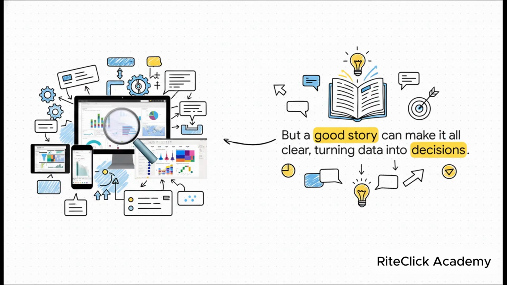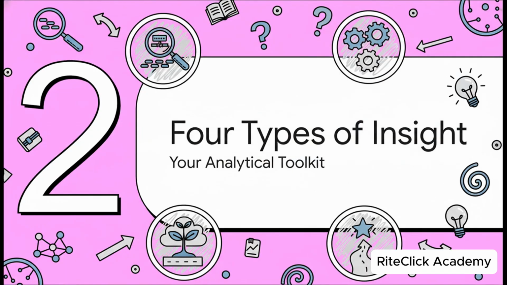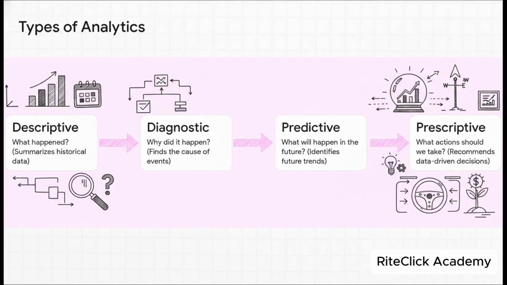Okay, so to build these stories, analysts have this really powerful set of tools they use. Let's take a look at the 4 different ways they can look at data, each one digging a little deeper than the last. So it starts with descriptive analytics. This basically just tells you what happened. Think of it like a summary of last quarter's sales. Simple enough. Then you've got diagnostic analytics, which goes one level deeper and asks, why did it happen? It's looking for the cause.